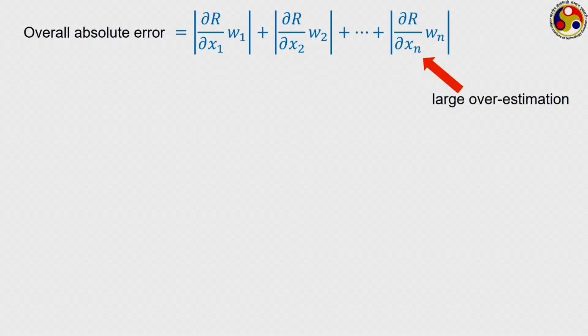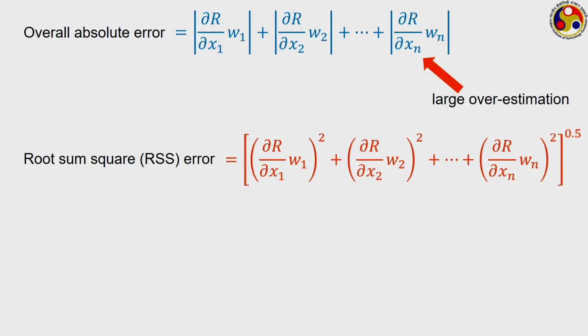However, in practical measurement, it is very much possible that the error contributed by one particular component gets negated by another one, and so this overall absolute error is going to lead to a very large overestimation. So, a more realistic approach is to go for the root sum square, or RSS, approach, where we take the square of each of these contributions, add them up, and then finally take the root of this summation. This is generally the accepted formula for analysis of error.